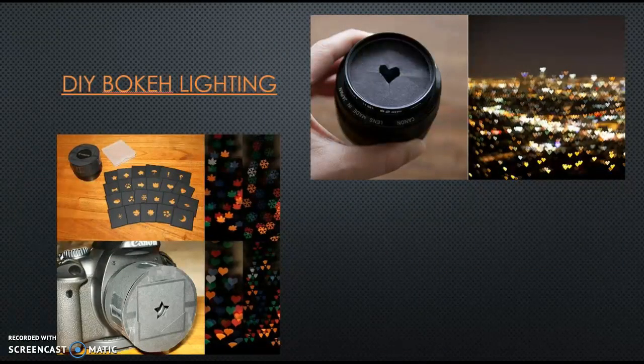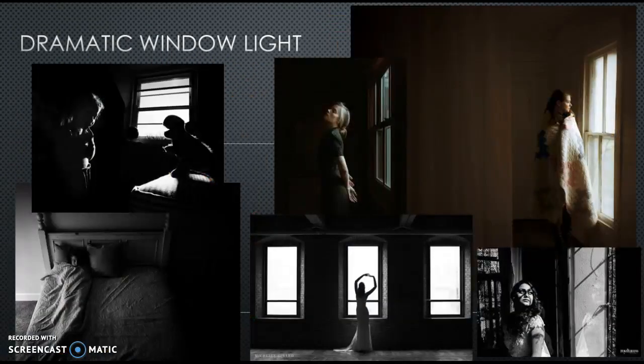Here is an example of bokeh lighting also, where you're just cutting out basically little stencils and putting them over your lens. And you can see now when you're looking out into the lights, they are all kind of the shape of that pattern. But again, remember that these are hyperlinks, so I do have additional information about that.